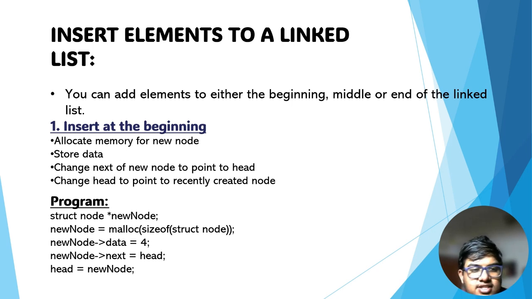With insertion at the beginning, we can allocate the memory, store data, and change the next of the new node to point towards the next one. While creating at the beginning, you can create a node which is pointing to null, and you can make it point to a different node. So you have the control over it to point it to the next one. So here is a program which will help you with that.